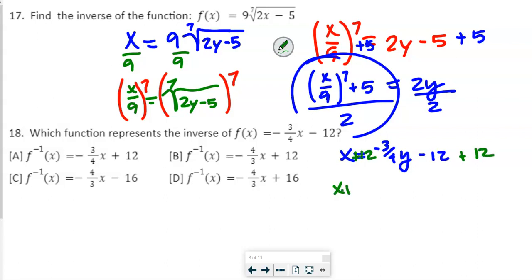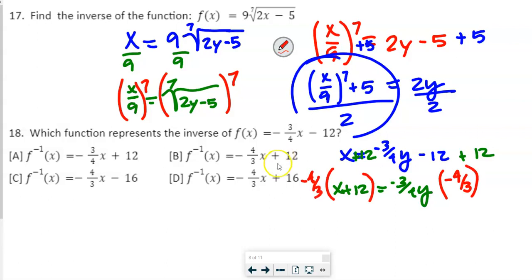So it's going to give me x plus 12 equals negative 3/4 y. Now, how do we get rid of a negative 3/4? We multiply by the same sign, but we use the reciprocal. So it's going to be negative 4/3, okay? And we're going to multiply both sides times negative 4/3. And y'all, please do this in your calculator because it does all the work for you.